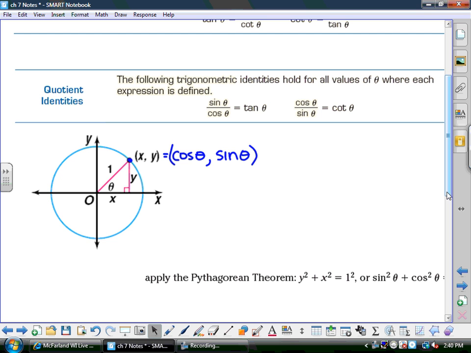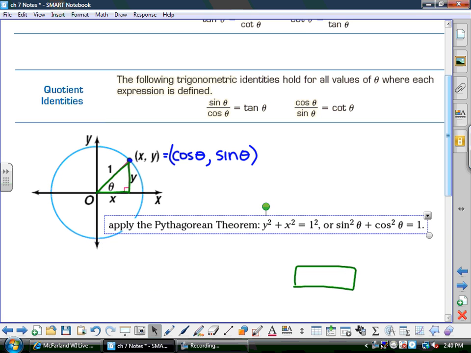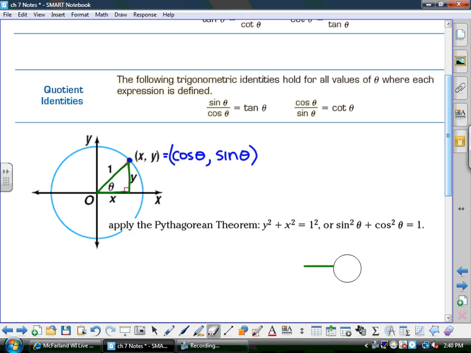So in that triangle, the Pythagorean theorem would say leg squared plus leg squared equals hypotenuse squared, or x squared plus y squared equals 1 squared. But since x squared and y squared are actually cosine squared and sine squared, we get the Pythagorean identity, sine squared plus cosine squared equals 1.